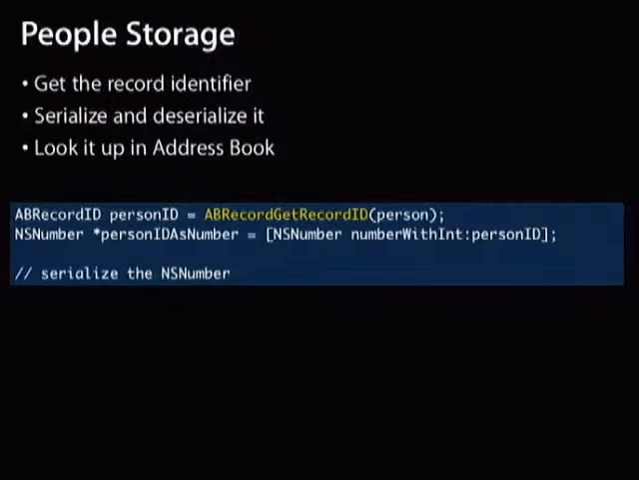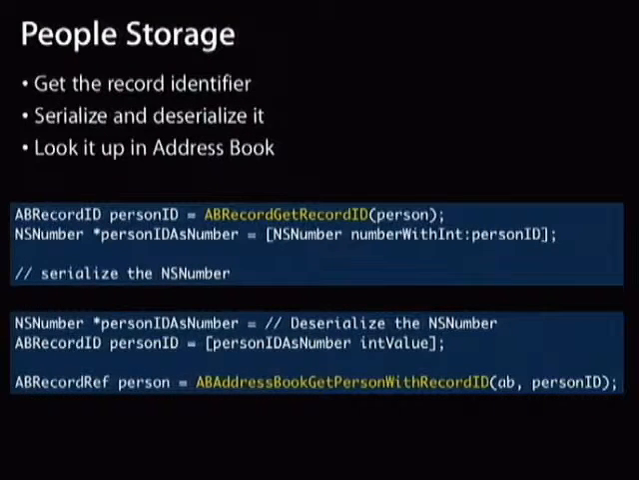This is what it looks like. You get the record ID. You serialize that, put it in the prefs, put it on a file in your database, wherever you want. When you come back, you deserialize it, get the integer value, which is the AB record ID, and then use this function, AB address book get person with record ID, to get the record. That's for storage. That's a very brief overview of how to store a person.